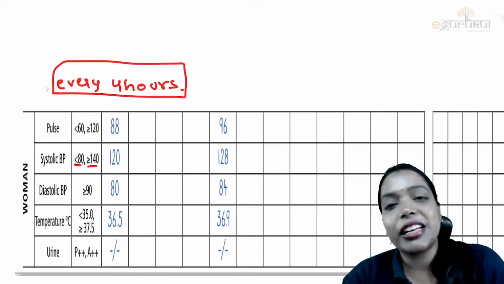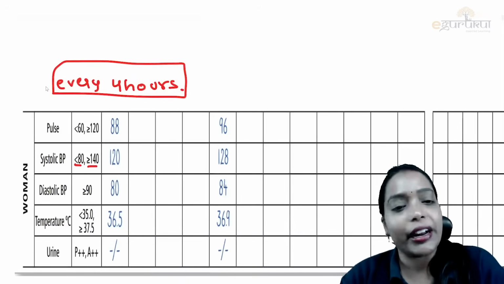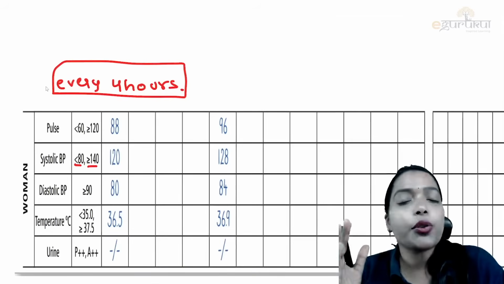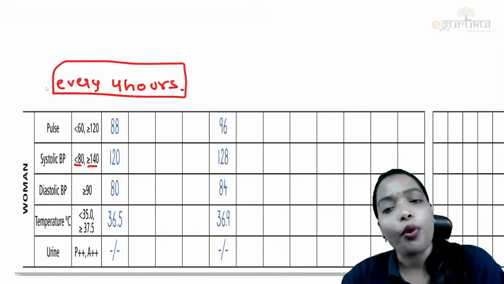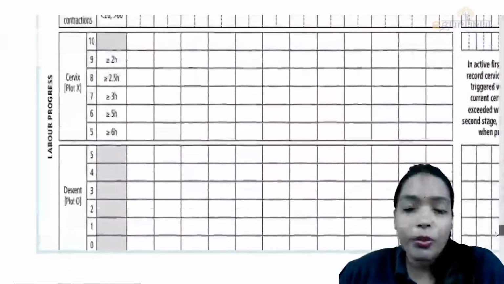He didn't mention any specific guidelines. If there is an alert, he just said to act according to your local guidelines. So as such, when everything is normal and there is no alert, you are going to measure all this every 4 hours. Okay. Next we have labor progress.